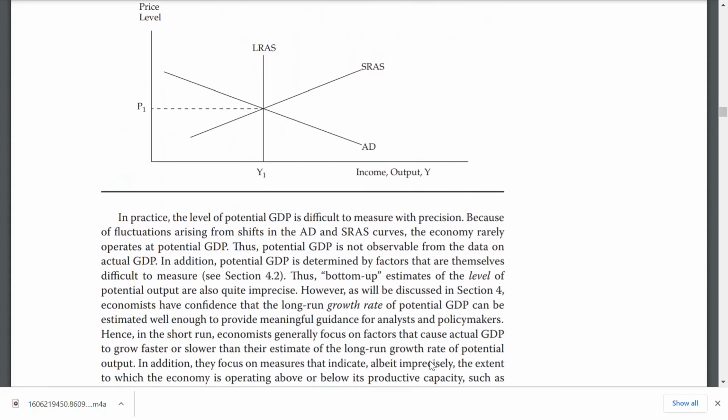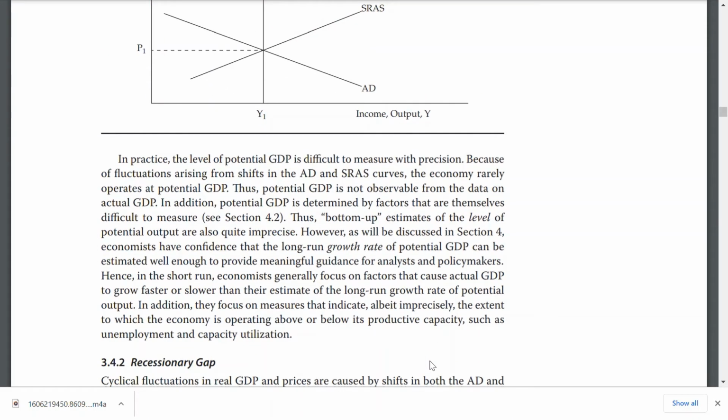In practice, the level of potential GDP is difficult to measure with precision because the fluctuations arise from shifts in the aggregate demand and in the short-run aggregate supply curve. The economy rarely operates at potential GDP. Thus, potential GDP is not observable from the data on actual GDP. In addition, potential GDP is determined by factors that are themselves difficult to measure. See section 4.2. Thus, bottom-up estimates of the level of potential output are also quite imprecise.